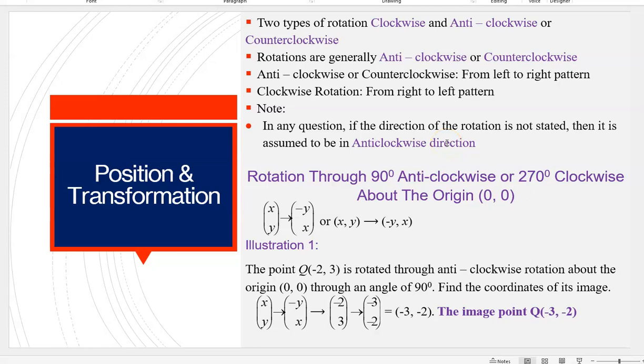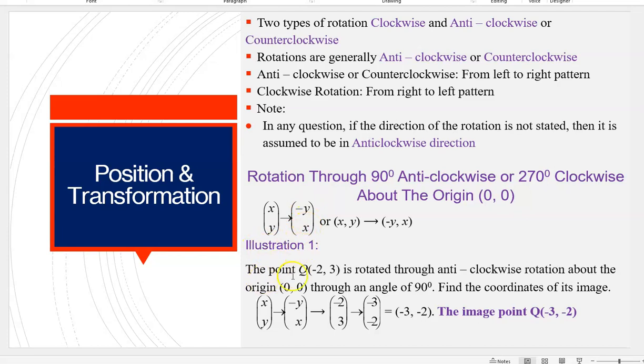So please take notes. If the rotation is not stated, whether it is clockwise or anti-clockwise, it is assumed to be anti-clockwise direction. Rotation through 90 degrees anti-clockwise or 270 clockwise about origin. This is the mapping or the formula: (x, y) maps to (-y, x).